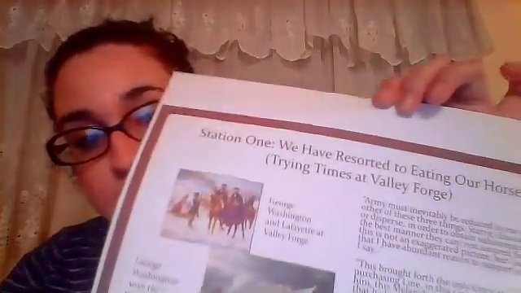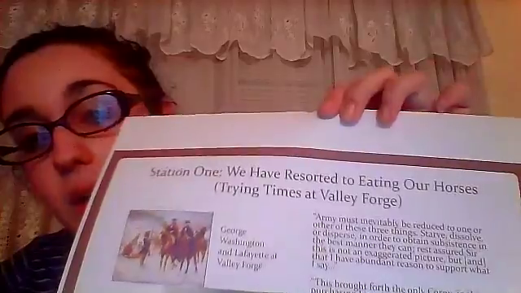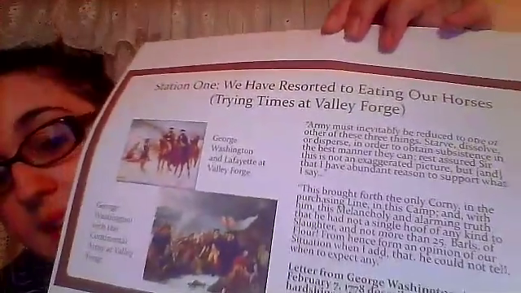So for instance, this is station number 1, which is called We Have Resorted to Eating Our Horses, Trying Times at Valley Forge. And this is how the stations would be set up.